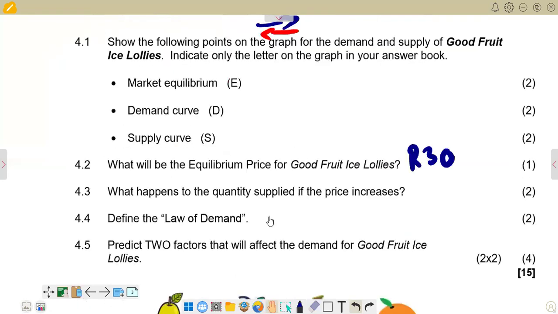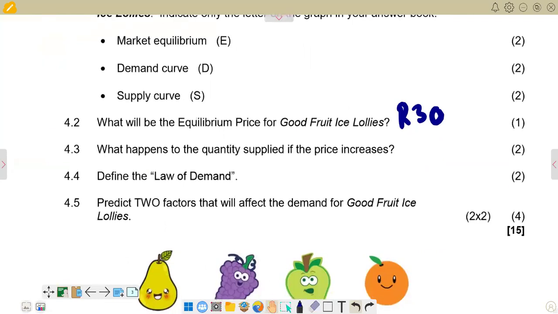So we can put our response there by saying, the question is asking what happens to the quantity supplied if the price increases. It also increases. So this is our response that we have in terms of 4.3.